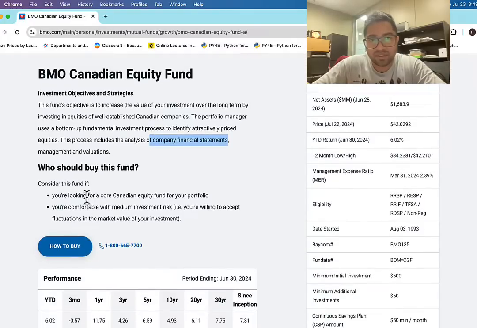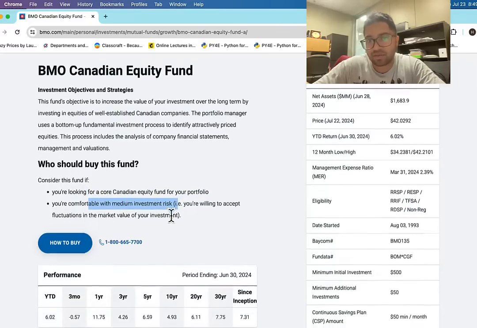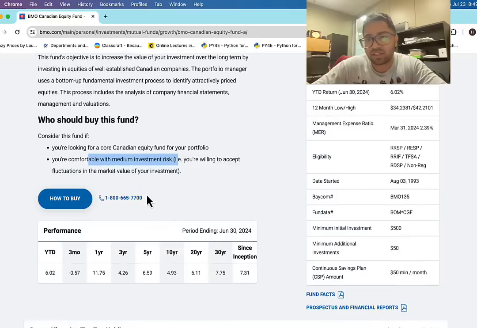Who should buy these funds? If you're looking for a core equity fund for your portfolio, and if you're comfortable with risk. These funds are risky, so you need to be comfortable with risk.